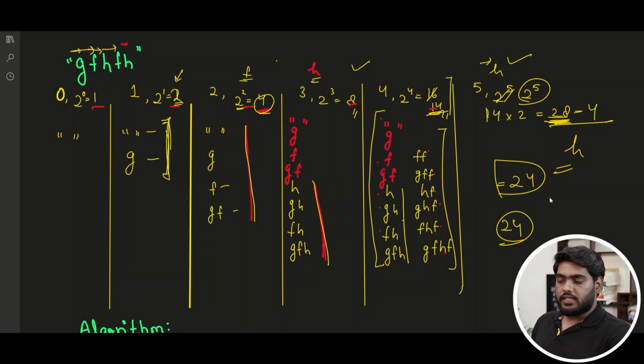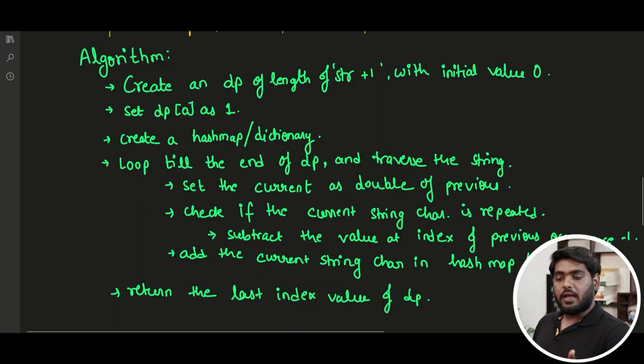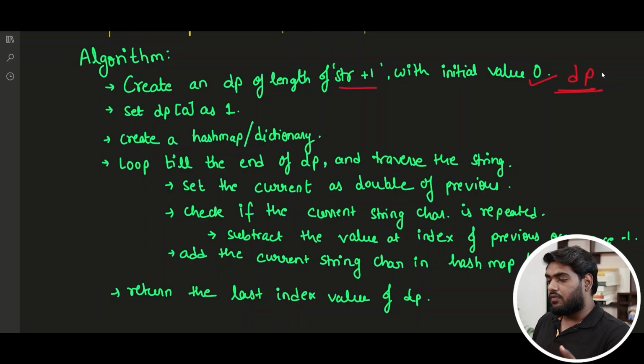Okay, let's quickly see the algorithm for it. So thinking in a more programmatic manner, what do we have to do? We have to create a DP array of length string plus 1. Whatsoever string we receive, we create a DP array of the length of the string plus 1, and we have to by default add 0 to every index.